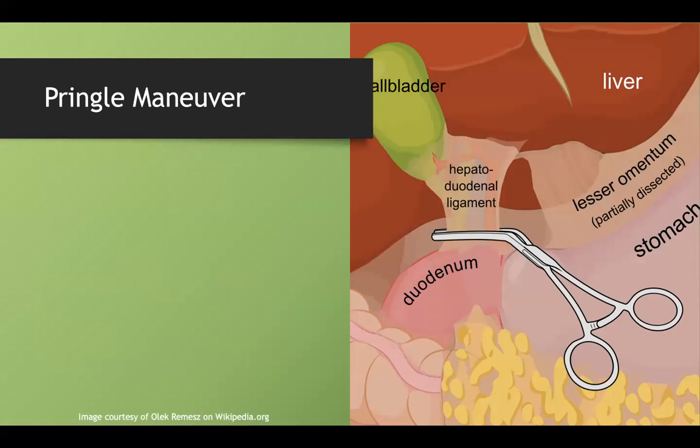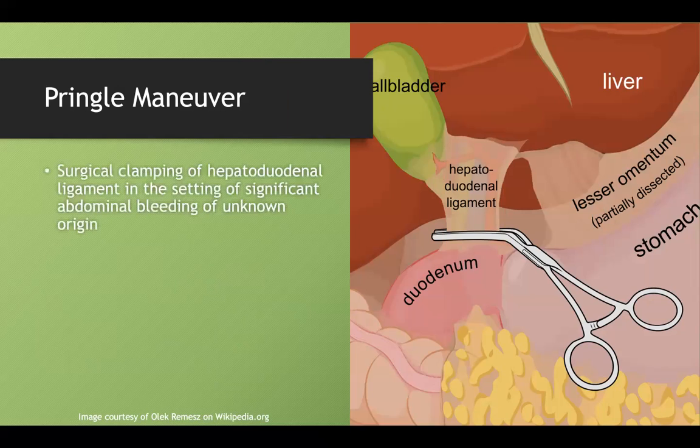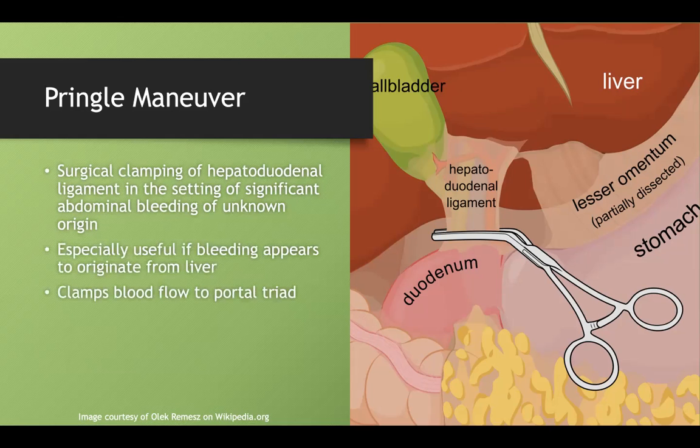The Pringle maneuver, which we discussed in the small intestine lecture as well, is a maneuver that some surgeons can do if they notice abdominal bleeding, especially if the bleeding seems to originate from the liver. The Pringle maneuver can help determine whether this is due to one of the vessels in the portal triad, or due to something like the hepatic vein or the IVC instead. You can clamp the hepatoduodenal ligament, which will clamp blood flow to the portal triad, which we just discussed consists of the proper hepatic artery, the portal vein, and the CBD.